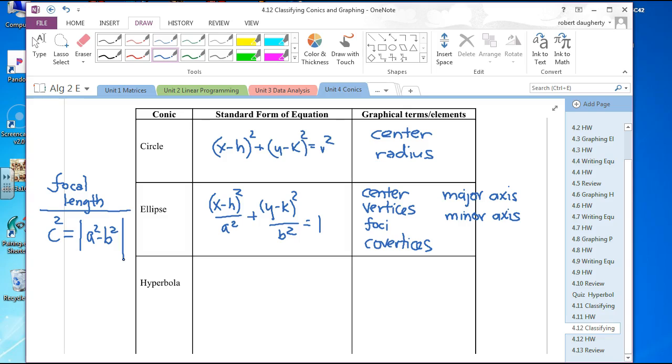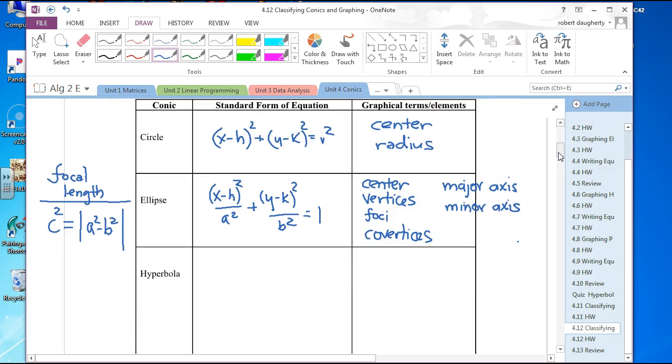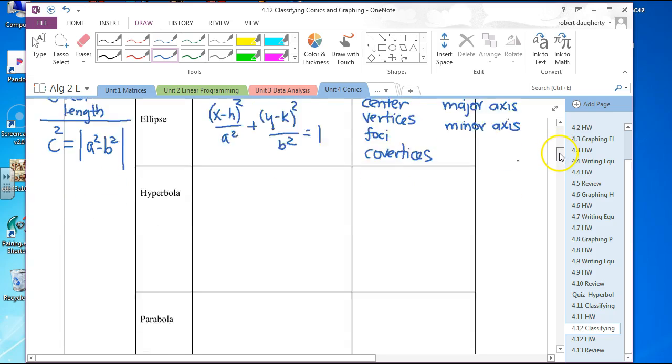Okay. Let's move on to a hyperbola. And then let's back up. On the ellipse, how do you know if the ellipse is vertical or horizontal? Yeah. If A is bigger, it's horizontal. B is bigger, it's vertical. Okay. Now, yeah, so 2A or 2B is the length of the axis. Okay. So if it's horizontal, 2A is the major. If it's vertical, 2B is the major. Okay. Whichever one is longer.